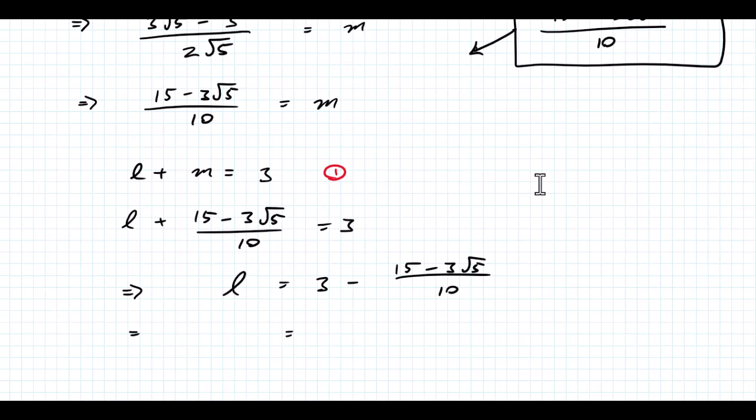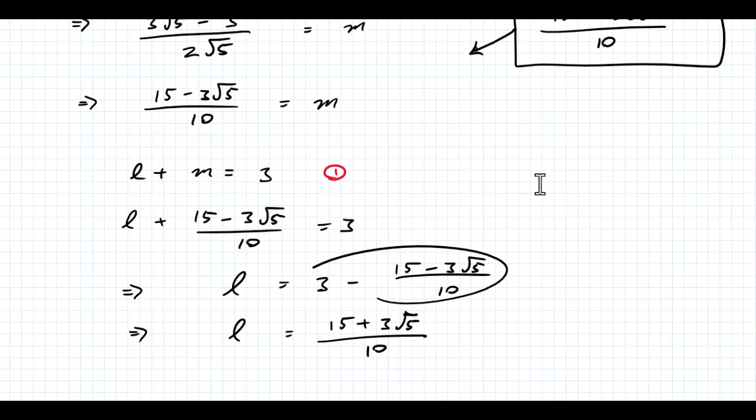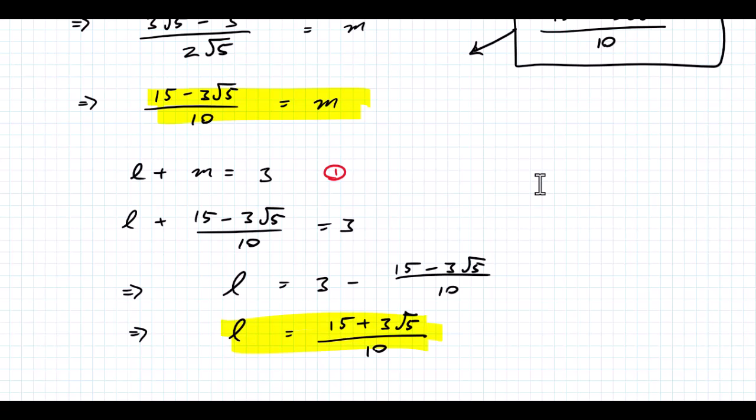So our L then finally is just going to be 15 plus 3 root 5 over 10. This you can just do on your calculator, or you can do it manually. Either way, you get your L here. So this is my M, and this is my L here.